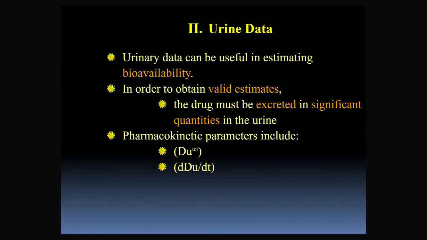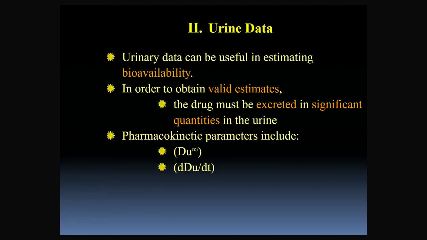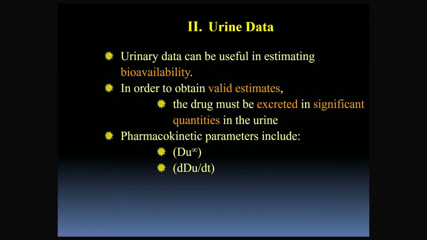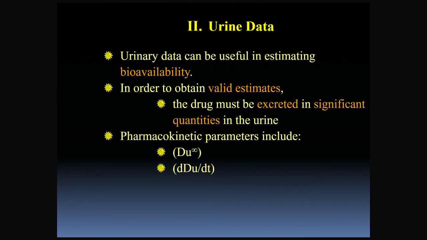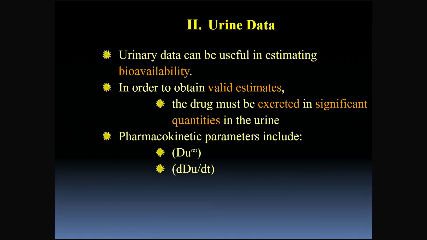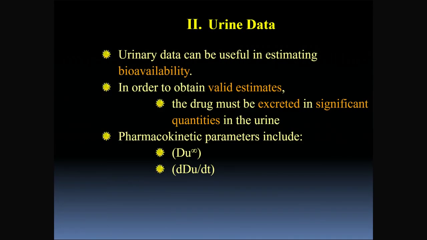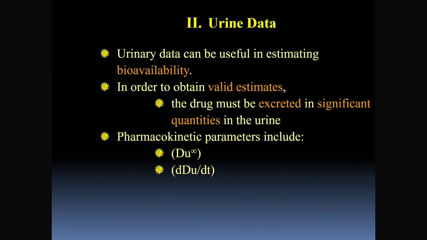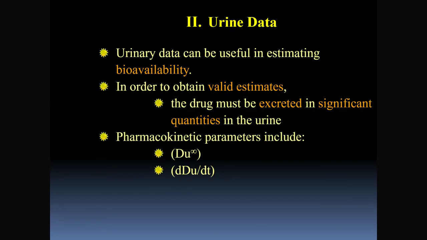We shift our focus to urine data as a robust alternative for estimating bioavailability, which requires that a statistically significant portion of the active drug is excreted unchanged through the renal system. To interpret this data, you must master two key parameters. First, the cumulative amount excreted at time infinity, or Du infinity, which directly mirrors the total extent of drug absorption into the body. Second, we analyze dDu/dt, a mathematical derivative representing the instantaneous rate of urinary excretion, which serves as our proxy for the drug's absorption velocity.